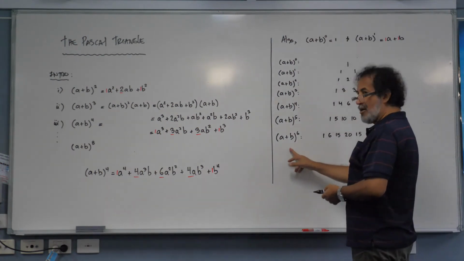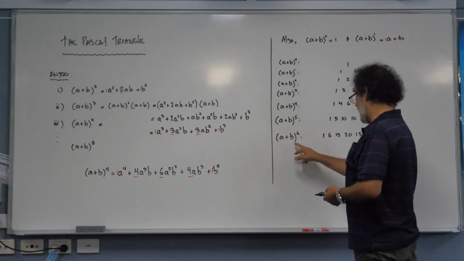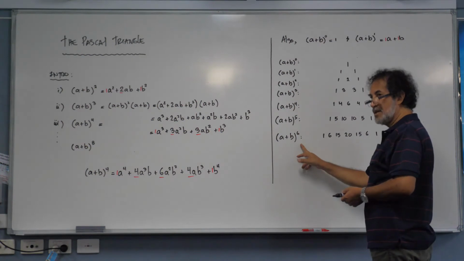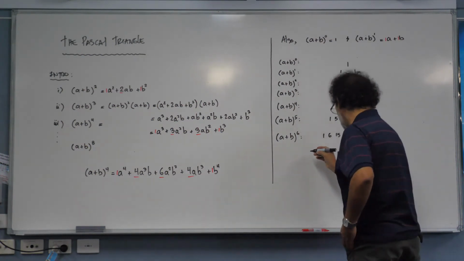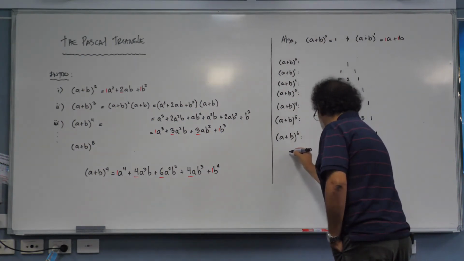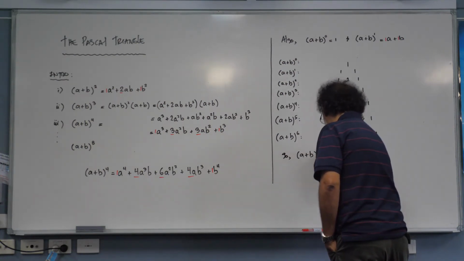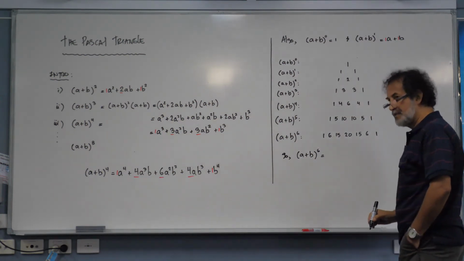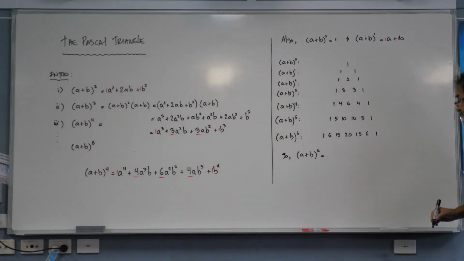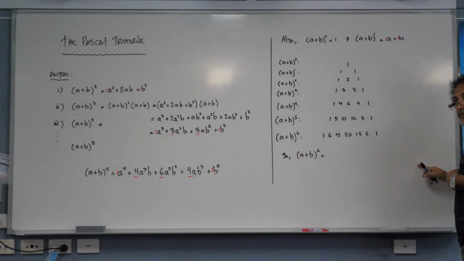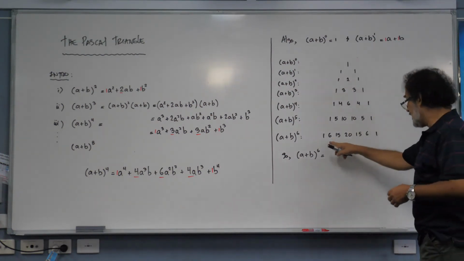So if I now ask you to find the actual expansion for this, this is how we do it. We're going to say (a plus b) to the power of 6 is going to be equal to, and this will give you the expression in simple form. Okay, here we go.